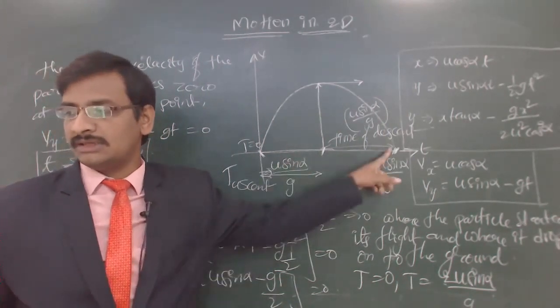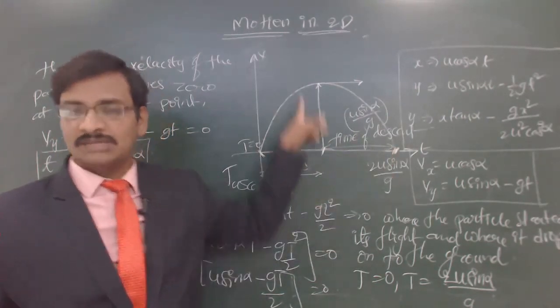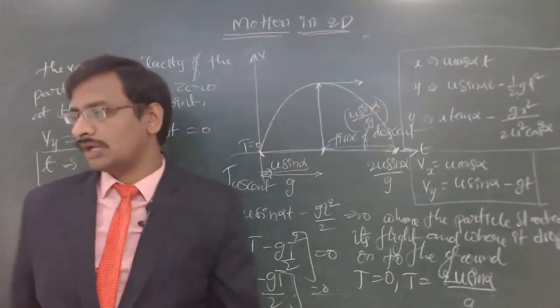And based on the time of flight, we are going to calculate the maximum range. Range is this length, starting from this location to the maximum distance it can travel. And this is the maximum height. So these two we are going to calculate. You can note this down.